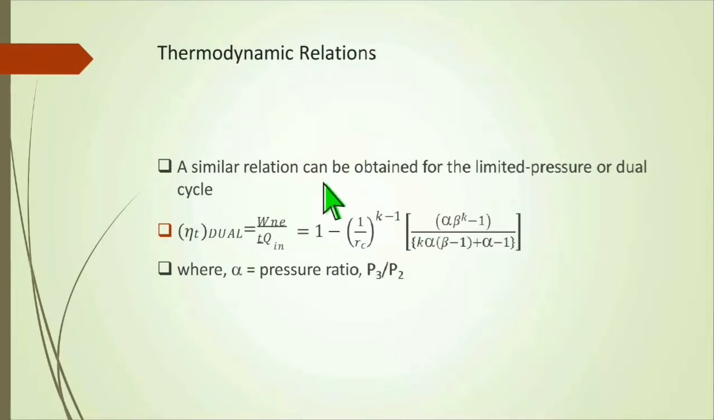A similar relation can be obtained for the limited pressure or dual cycle. Eta T dual is equal to W net by Q in is equal to 1 minus 1 by RC power K minus 1 into alpha beta power K minus 1 divided by K alpha beta minus 1 plus alpha minus 1, where alpha is equal to pressure ratio, that means P3 by P2.